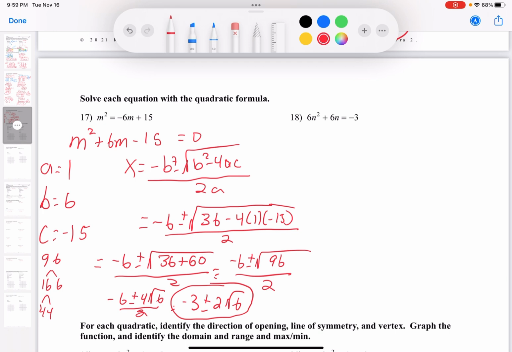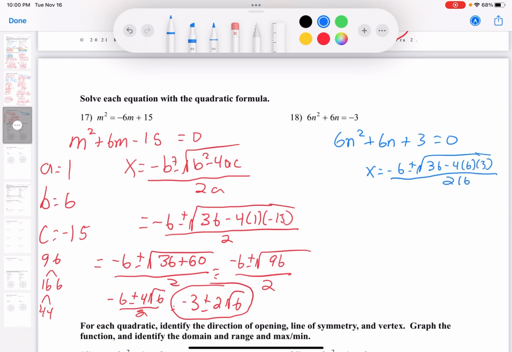Number 18, I'll do this in blue because I'm going to mix together. So 6n squared plus 6n plus 3 equals 0, so standard form. A's and B's and C's, you could list them if you want to. I'm going to save some space, so I'm not going to do it. So x is equal to negative b, so negative 6, plus or minus the square root of b is 6, so 36 minus 4 times a is 6 times c is 3. All divided by 2 times 6.